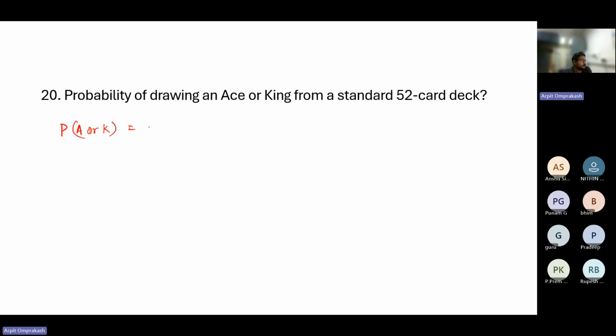Yes. So the total number of aces you have is 4. The total number of kings you have is 4. The total number of cards is 52. So the probability will be 8 by 52, which is nothing but 1 by 13. Right.